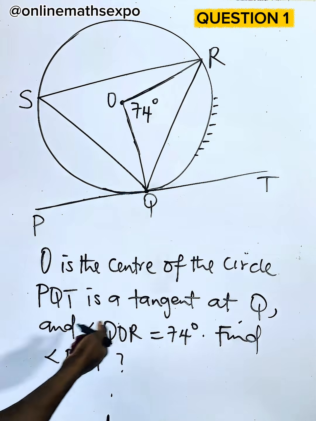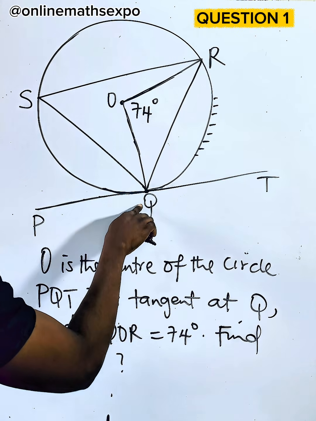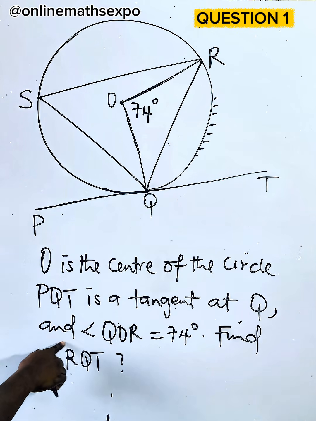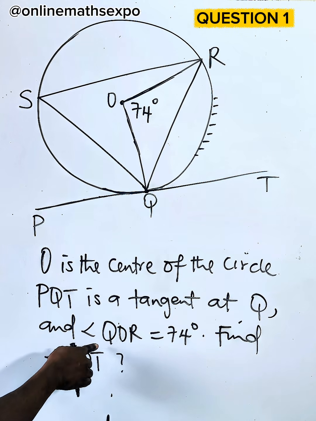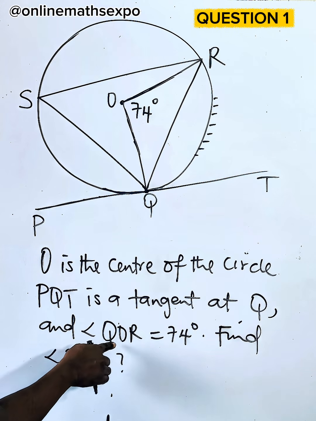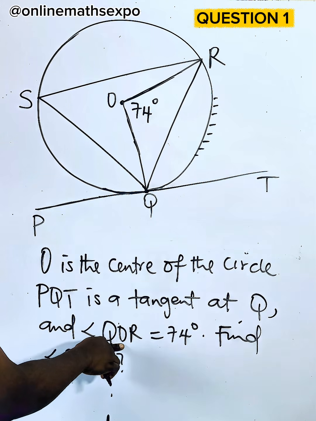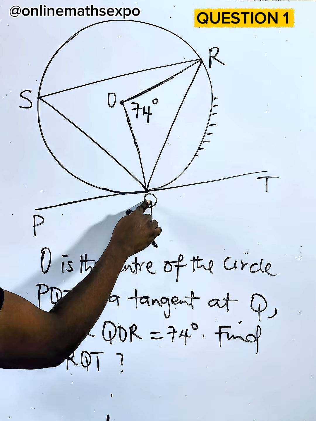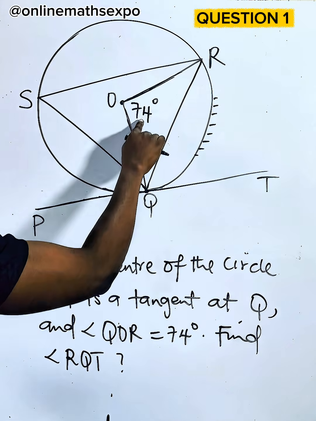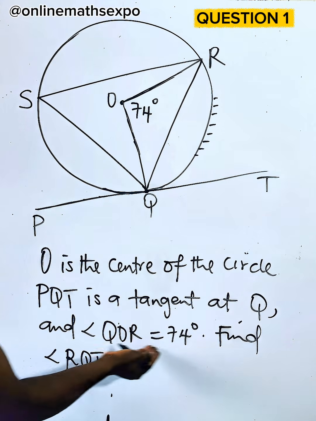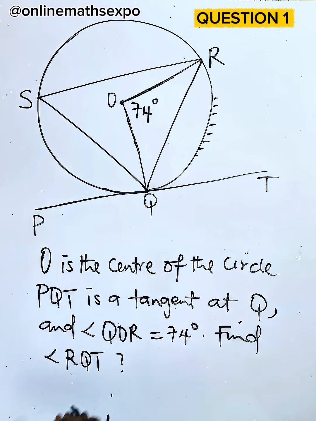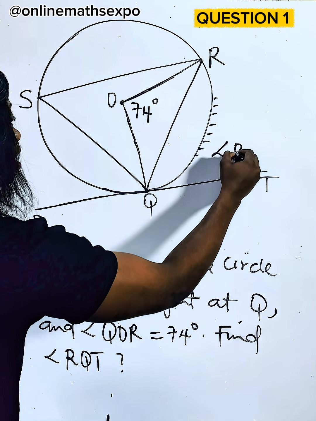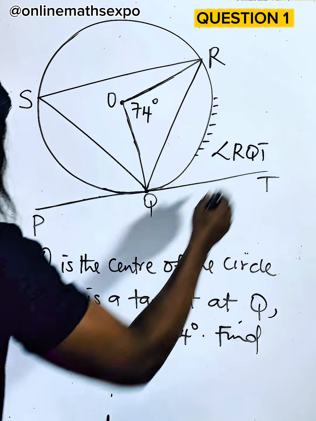Okay, let's continue. We are told tangent at this point, Q. And this means angle QOR. When you say angle QOR, it means the angle at the center letter. The center letter here is O. So if you go to the diagram, QOR, you see where your angle is formed. And that's what the question said. Find angle RQT. So what you want to find now is angle RQT.